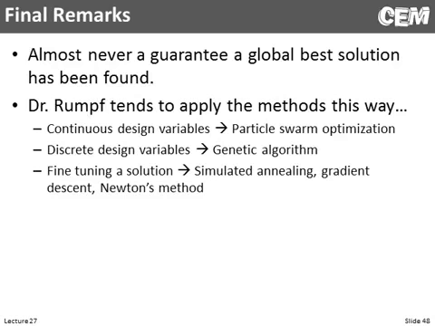So I tend to apply optimization this way. When we have continuously varying design variables, I tend to use a particle swarm optimization. When I have discrete design variables, I tend to use genetic algorithms. And for fine-tuning solutions, simulated annealing, gradient descent, those type of methods. And I've hinted briefly here and there that some hybrids work well. You could imagine taking a particle swarm, constricting the parameters over the course of the simulation so it starts in the end looking more like a simulated annealing, and then in the end jump to a gradient descent to fine-tune it. So that's optimization.